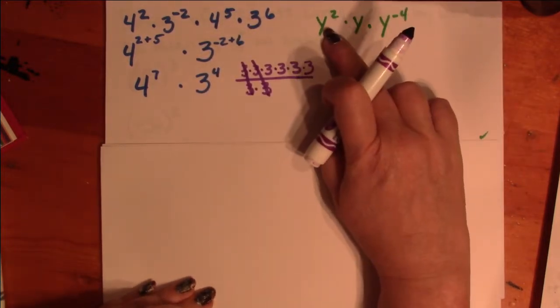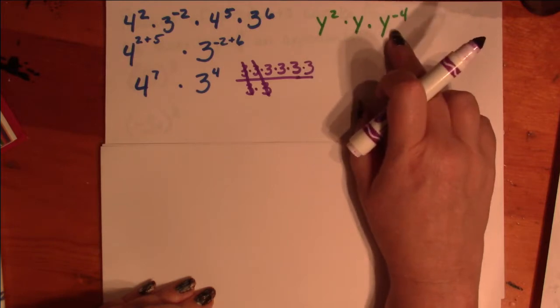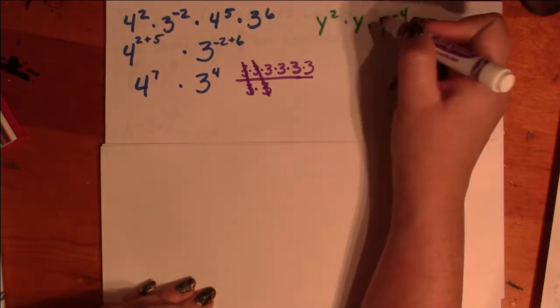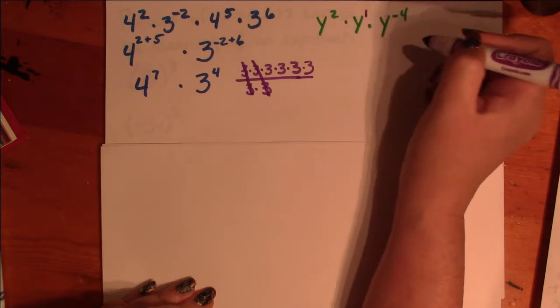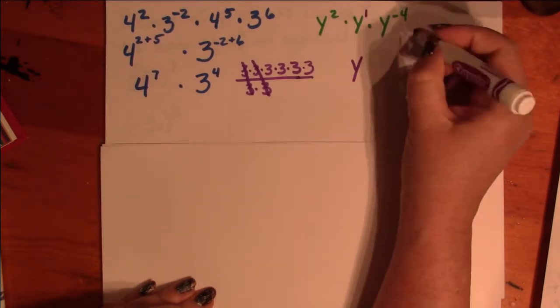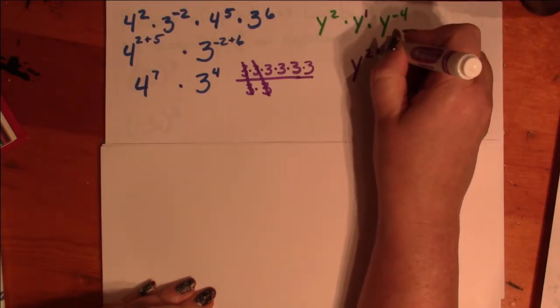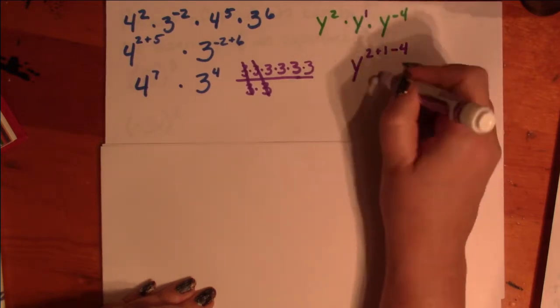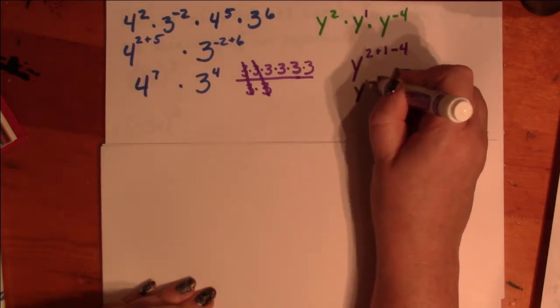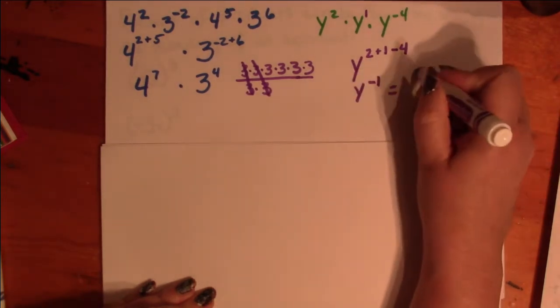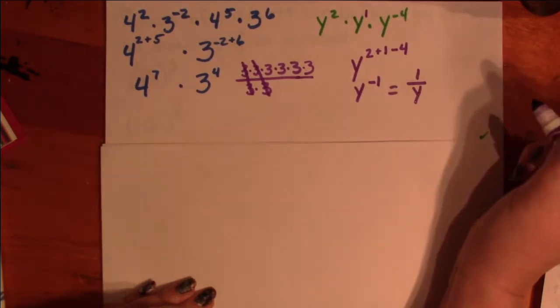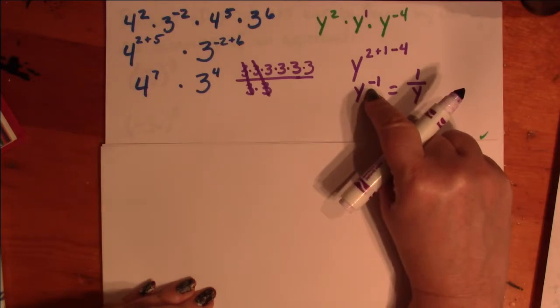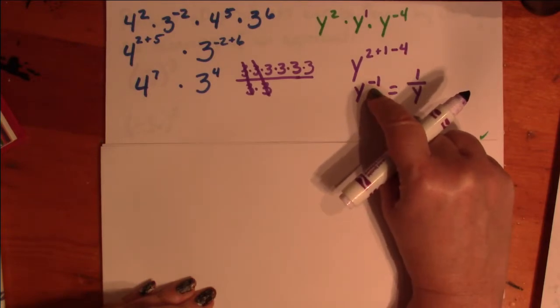Here we have y squared times y to the negative 4th. Now we know that if it's just a y, this really is a 1. So when we gather all these together, this is going to be 2 plus 1 minus 4. And 3 minus 4 gives us y to the negative 1. So our answer is really 1 over y, because we can't have a negative exponent if we're simplifying.